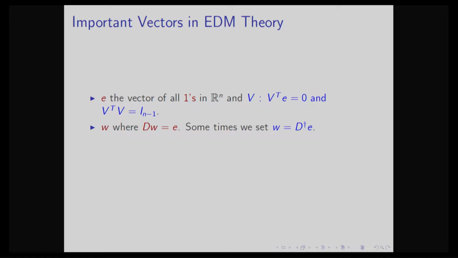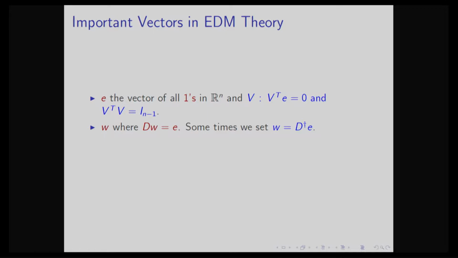For some results, you have to make up your mind about w, and for that, the best way is to take w to be D dagger e. So D dagger is the Moore-Penrose inverse, or the pseudo inverse of D. That makes w perpendicular to the null space of D. But for the purpose of this talk, it doesn't matter which w you pick. It's going to be okay.